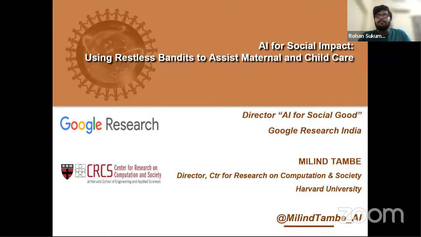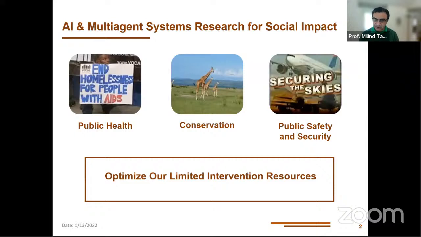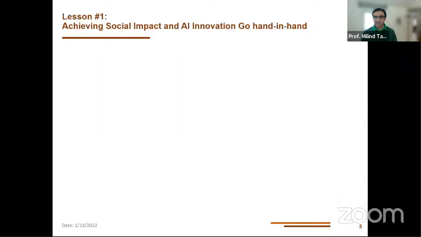Awesome. So I've kept this a 15-minute presentation. The topic is using restless bandits to assist maternal and child care, but I'll begin by giving a slight overview of some of the work that we've done for a couple minutes before launching into the topic. For the past 15 years, my research team and I have focused on advancing AI and multi-agent systems research for social impact, focusing on topics of public health, conservation, and public safety and security, with a challenge of how to optimize our limited intervention resources.